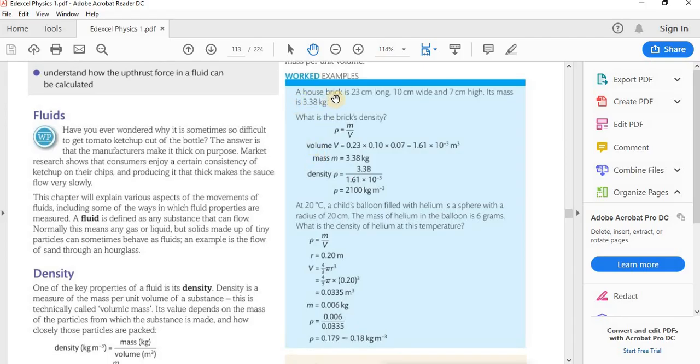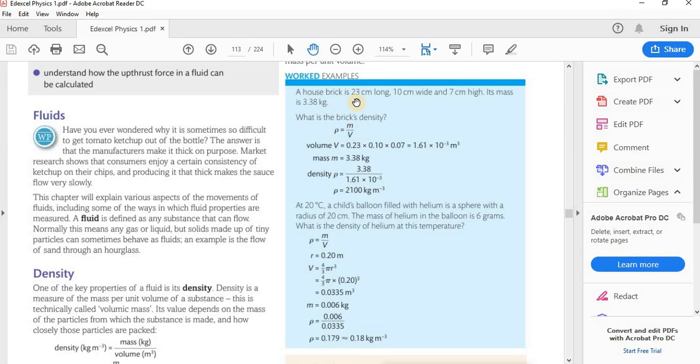Okay, so we have an example. A house brick is 23 centimeters long, 10 centimeters wide and 7 centimeters high. Its mass is 3.38 kilograms. What is the brick's density? Very simple again. You are directly given the mass, but you are not given the volume. So that means you have to find the volume.